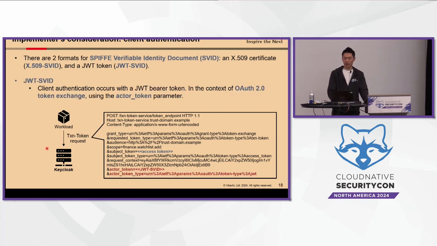Regarding JWT-SVID, client authentication occurs with a JWT bearer token. In the context of OAuth 2.0 token exchange, using the actor token parameter, the transaction token request will be like this. The workload specifies the JWT-SVID as actor token and the JWT token type as actor token type in its body.